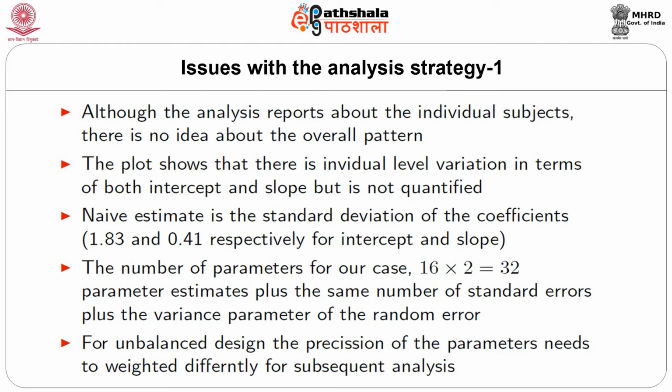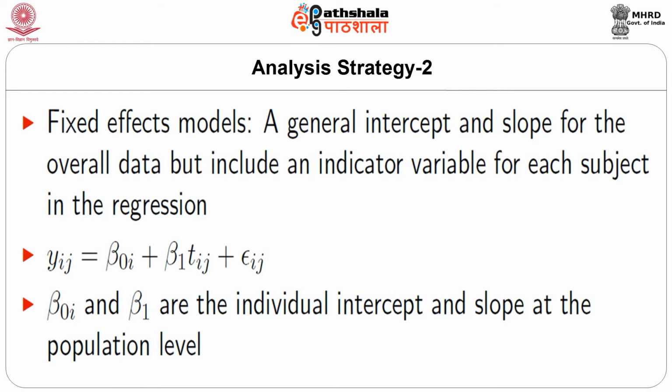Now what happens here, the situation is in our favor in the sense that for each of the individuals we have an equal number of observations. What if each of the individuals had an unequal number of observations? There, for further analysis, we need to weight by the precision of the parameters, so that creates a problem.